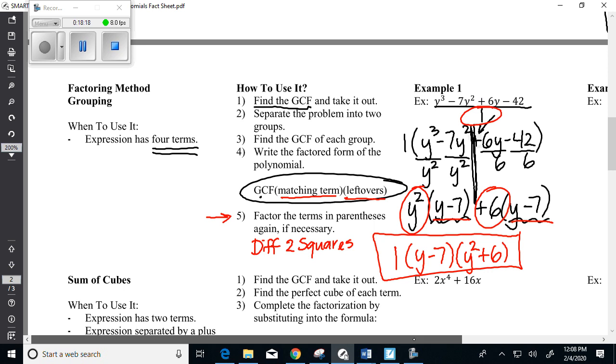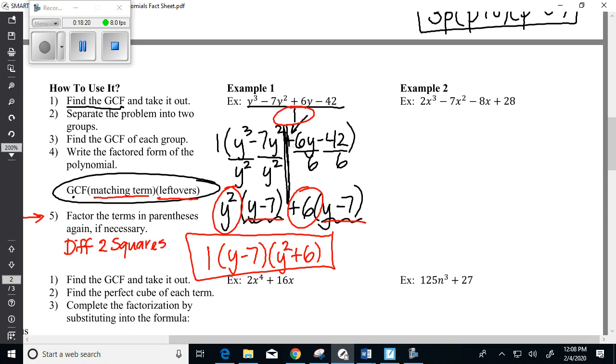Let's look at example number 2. So example 2, same rules apply. We look at the entire problem: 2, 7, 8, 28. So the biggest number that will divide out is 1. All of them don't have an x, so we keep going. So we're stuck with what you have.